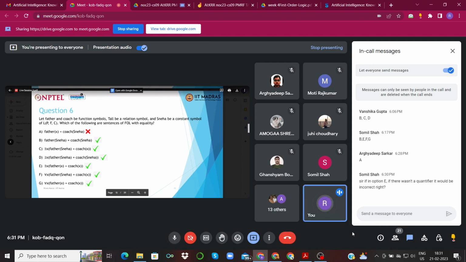Yes, Somil. So in option E, if we didn't have the existential quantifier, we would just have father x equals coach x, which would again imply that x is a free variable. So yeah, you are right. In that case, E would be an incorrect answer.